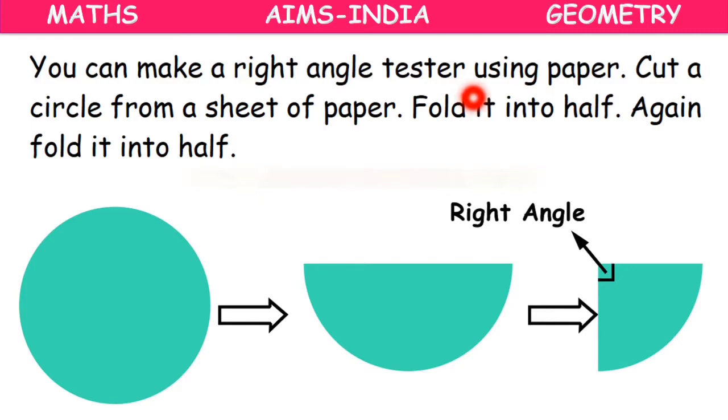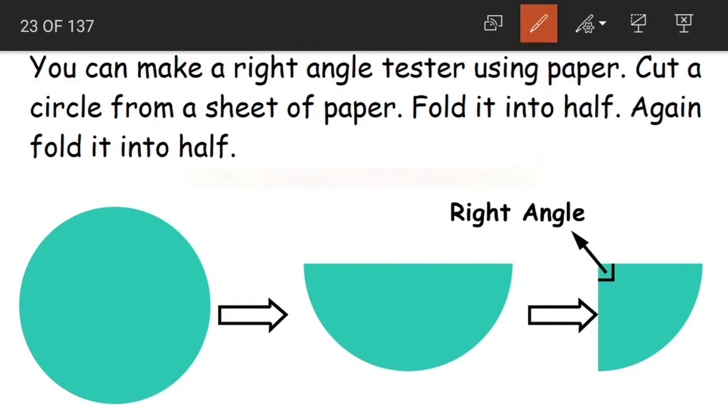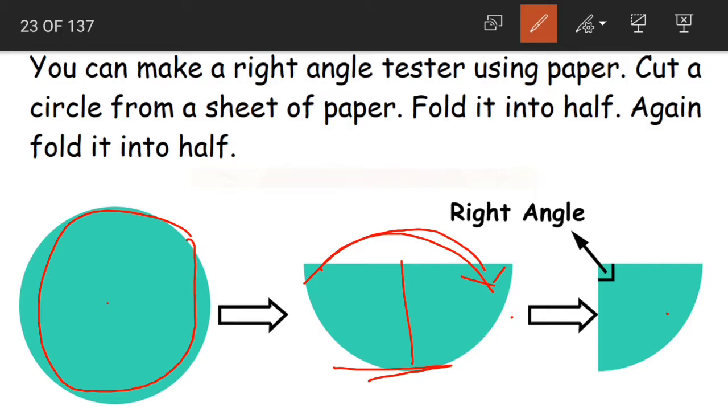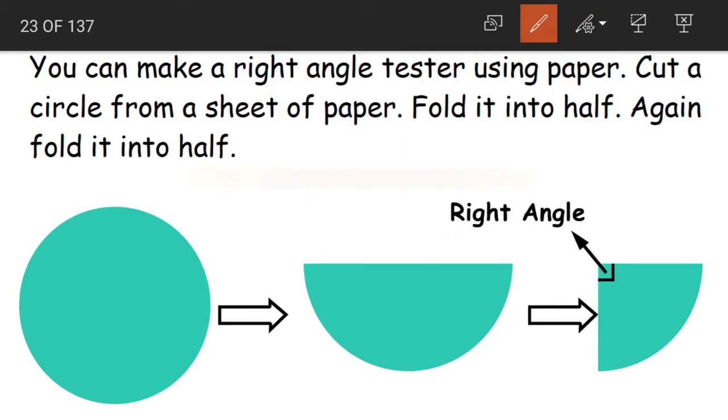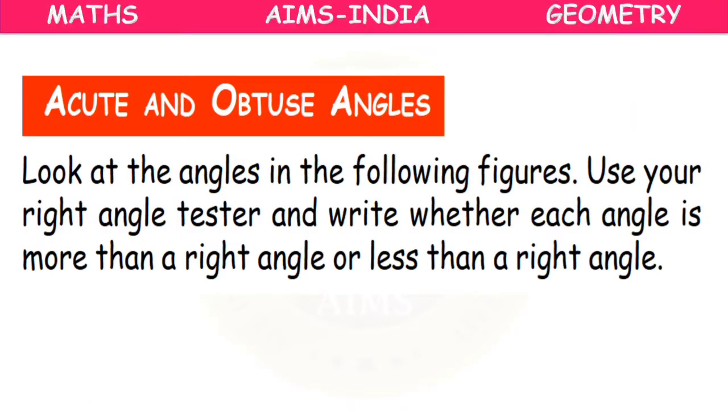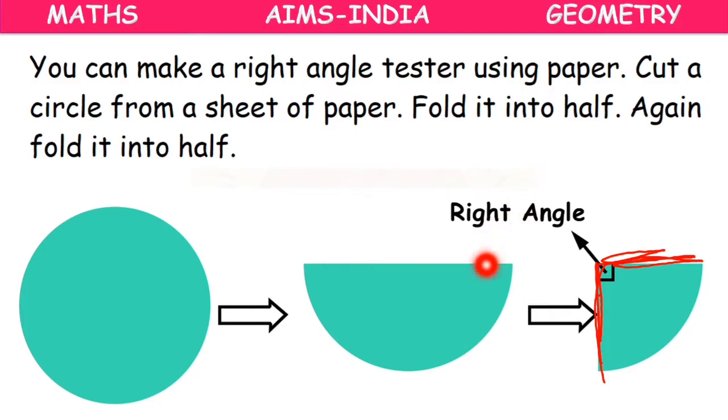Now, how to make this right angle tester? Cut a circle from a sheet of paper, then fold it into half like this, then again fold it into half. Now what did we do? First we took a circle, folded it into half, and then again folded it into half. Upon doing so, we have a right angle here. It is in the form of an L shape. Yes, we have a right angle. This is our right angle tester.